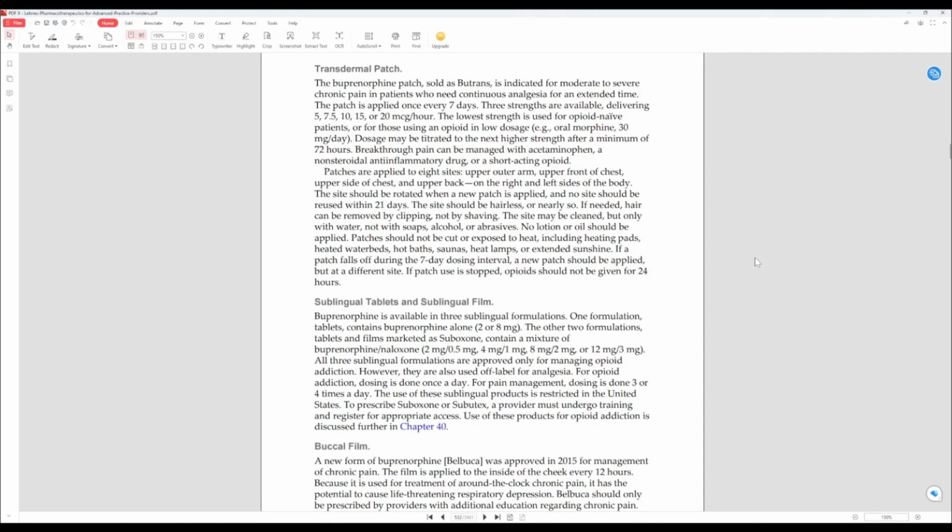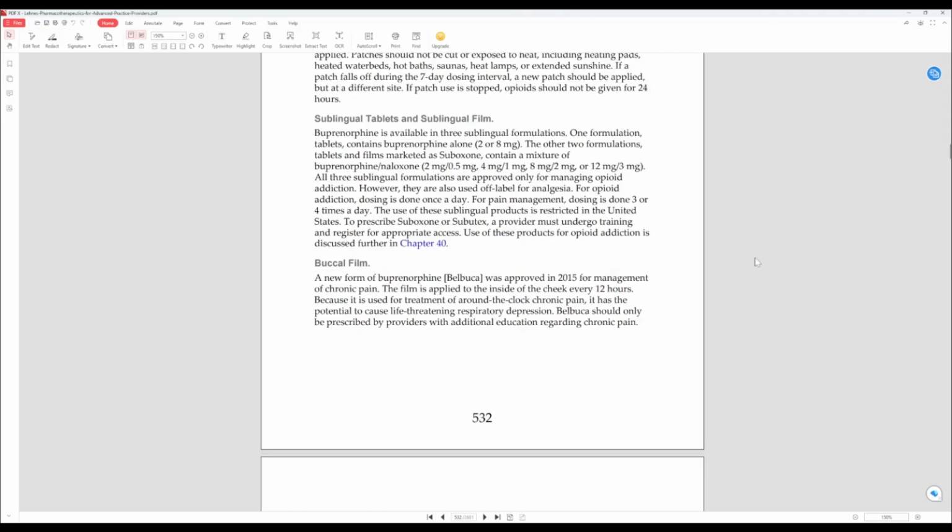The site should be hairless or nearly so. If needed, hair can be removed by clipping or shaving. The site may be cleaned, but only with water, no soaps, alcohol, or abrasives. No lotion or oil should be applied. Patches should not be cut or exposed to heat. Again, heating pads, hot baths, saunas, heat lamps, extended sunshine will cause the medication to work faster than it should. Keep in mind, if a patch use is stopped, opioids should not be given for at least 24 hours.